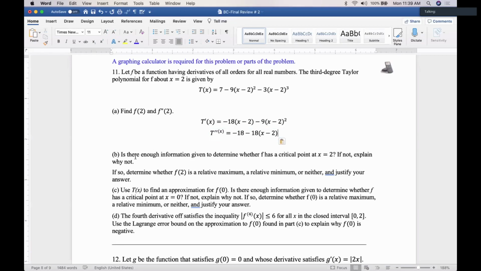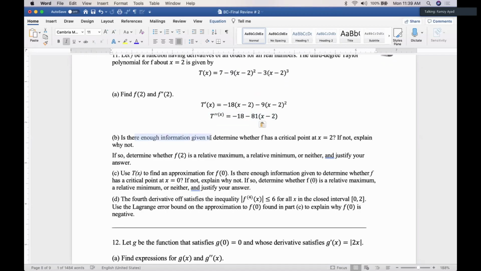So this here is whatever they asked me to get. So what's f of 2? 7, because all that would be a 0, and the answer is 7. And this one, what is f double prime of 2? Is negative 18, because that also is 0. 2 minus 2.